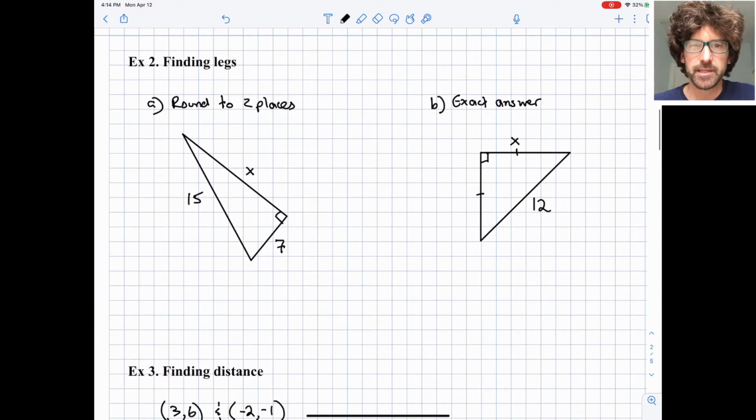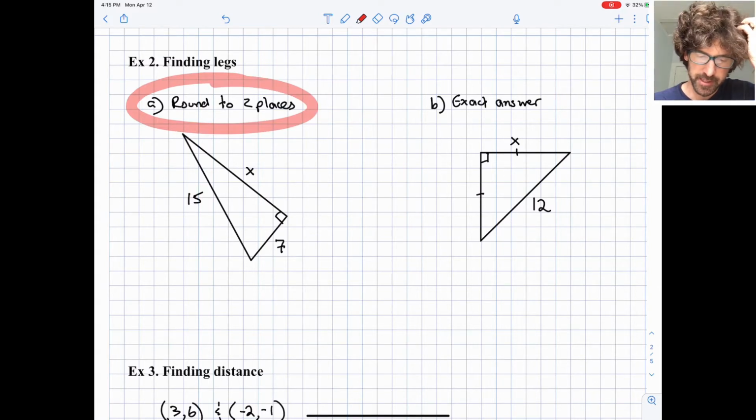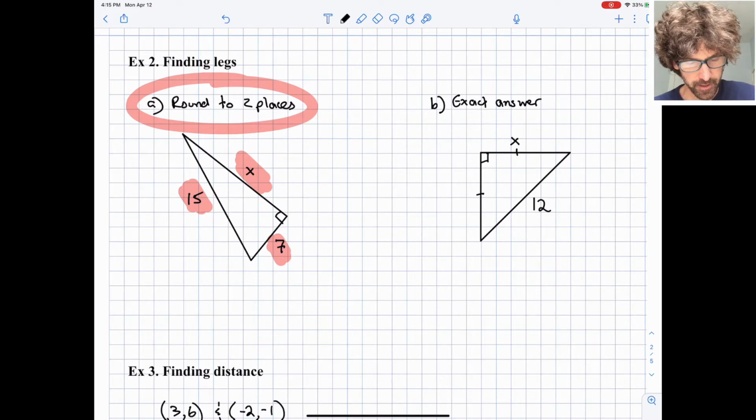You don't always get a nice whole rational or integer answer when you do the Pythagorean theorem. Sometimes you have to do a little bit of rounding, you'll get a decimal. And in this example, we're going to round to 2 decimal places. The other thing to notice in this example on the left is that we are looking for one of the legs of the triangle, and we are given the hypotenuse and the other leg of the triangle. So we're going to set up the Pythagorean theorem like so. We're going to say x squared plus 7 squared equals 15 squared.